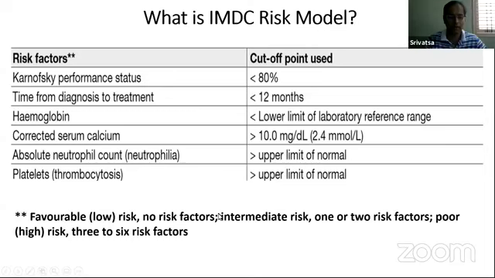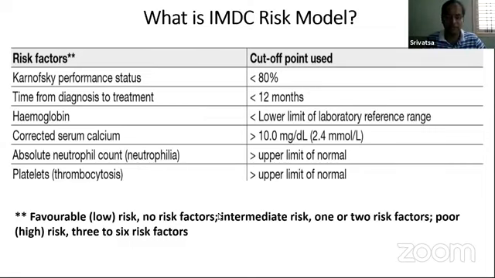So I would like to just highlight this IMDC risk model before we move on to the management of metastatic RCCs. IMDC, otherwise called the Heng risk model, is based on several risk factors like the Karnofsky performance status, time from diagnosis to treatment, the baseline hemoglobin level, corrected serum calcium at initial assessment, absolute neutrophil count, as well as the platelet counts.